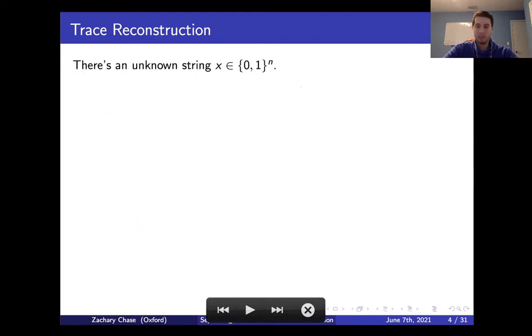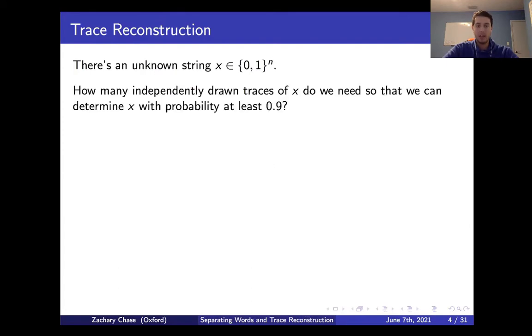Okay, so now let me say what the trace reconstruction problem is. There's an unknown string x of length n, and the question is how many independently drawn traces of x do we need so that we can determine x with probability at least 0.9.